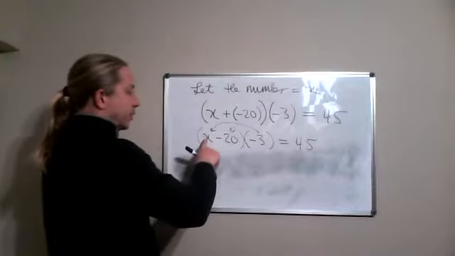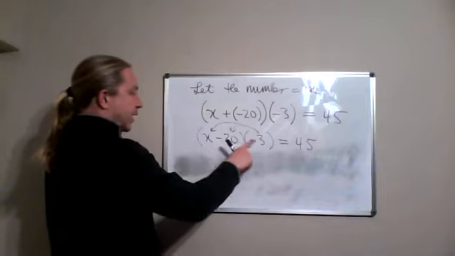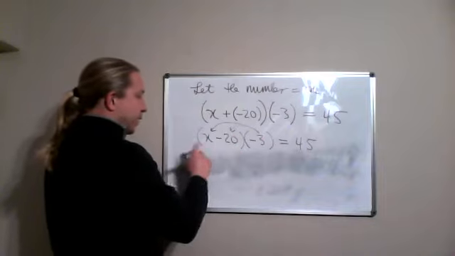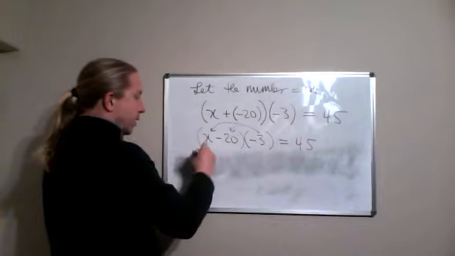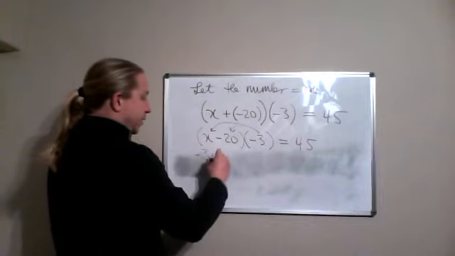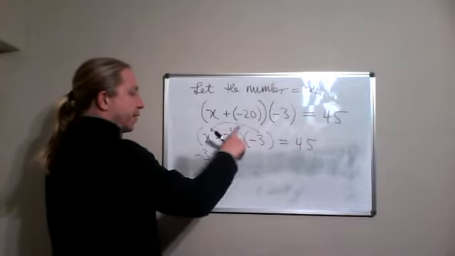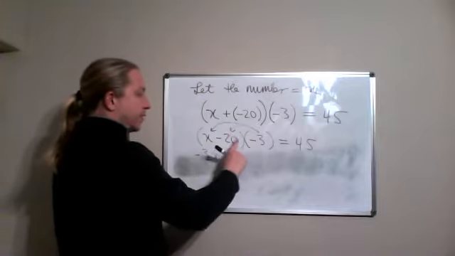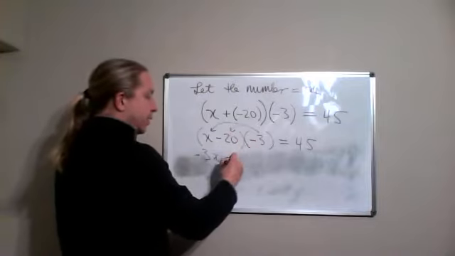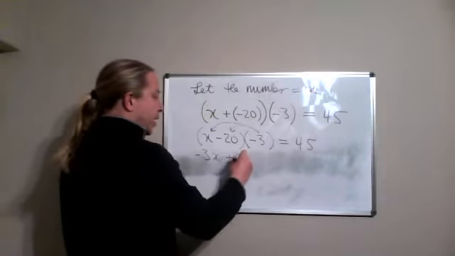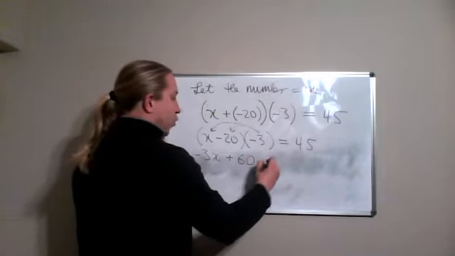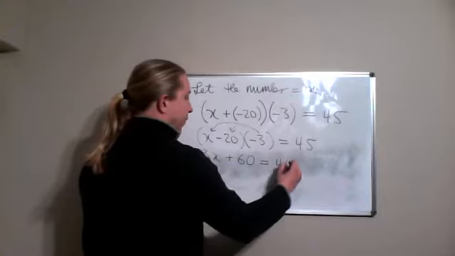Negative 3 times positive x. Positive times a negative is a negative. 3 times 1 is 3 and x, so negative 3x. Then we multiply negative 3 and negative 20. Negative times a negative is a positive. 20 times 3 is 60, equals 45.